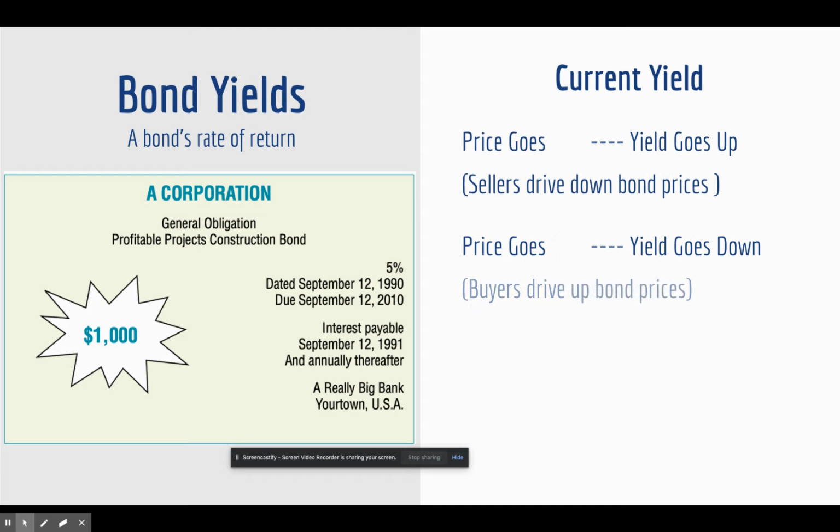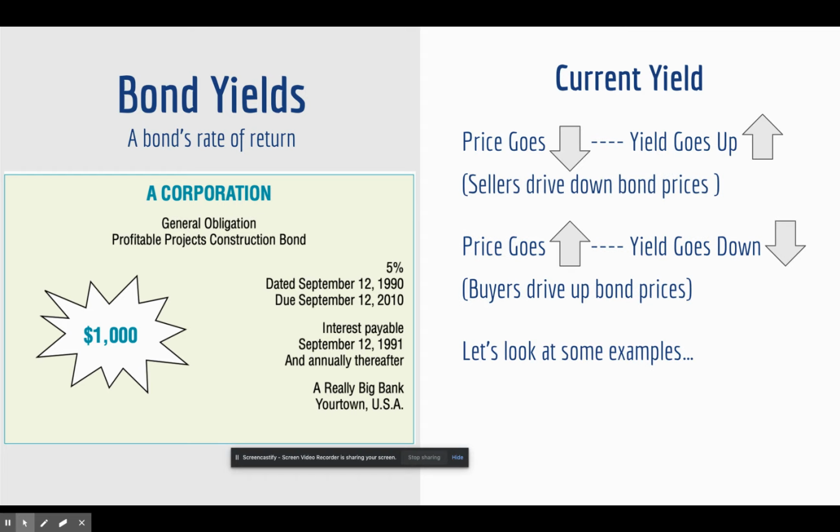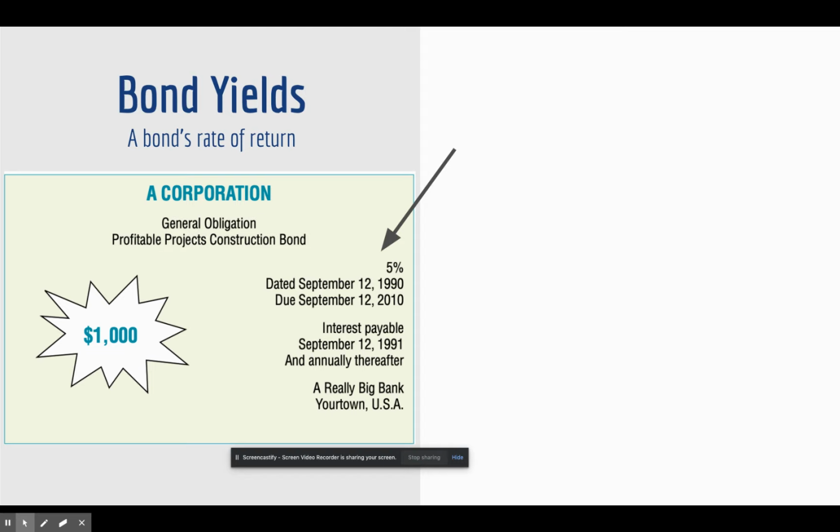So to summarize that, as prices go down, our yield tends to go up because we know that our coupon rate is going to be fixed. I know in this example, I'm going to be earning 5% for the life of the bond. Prices go up, then the yield will go down. Buyers will tend to drive up some bond prices. All right, so let's look at a couple of examples.